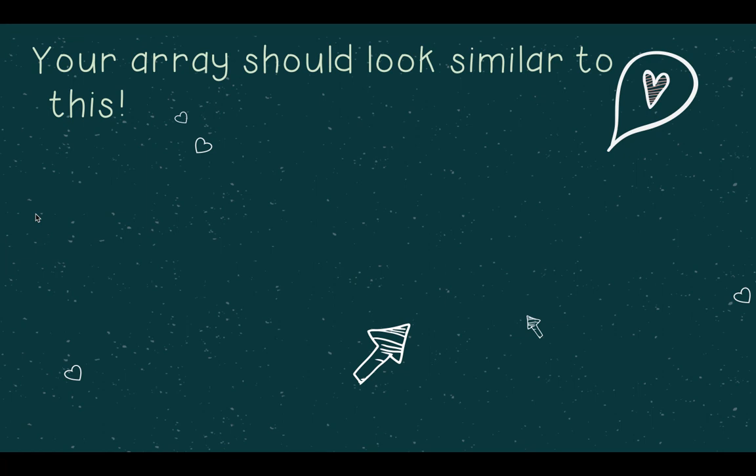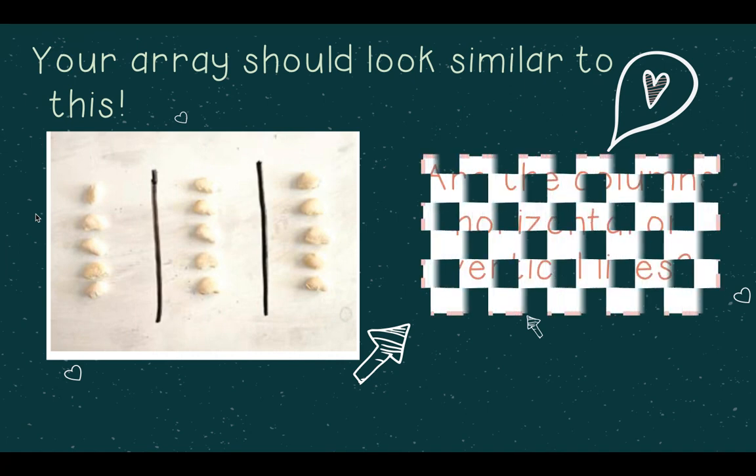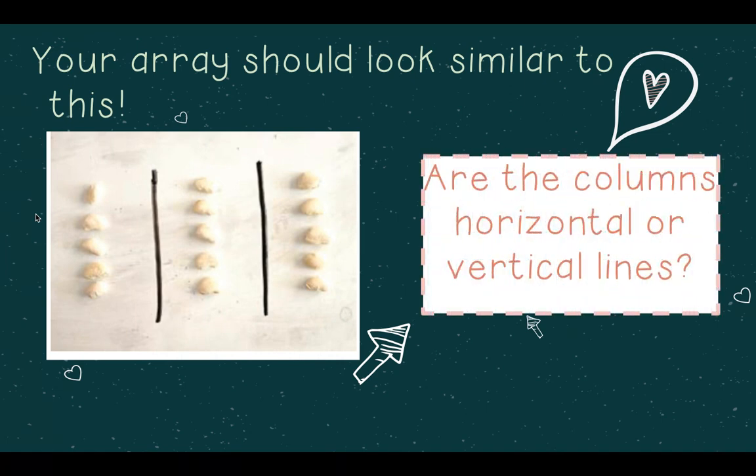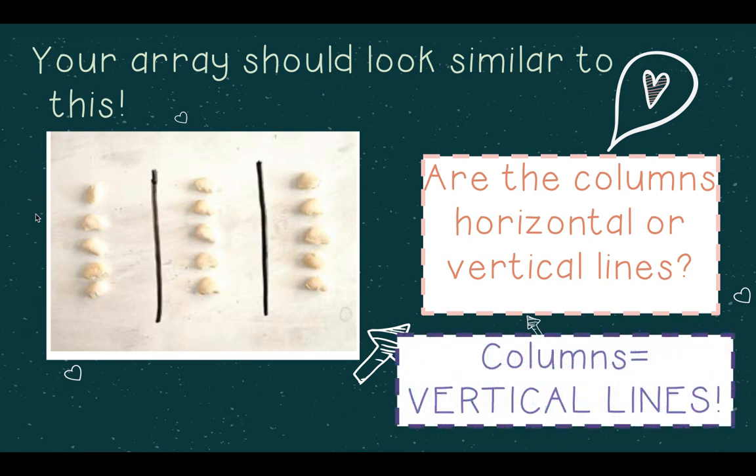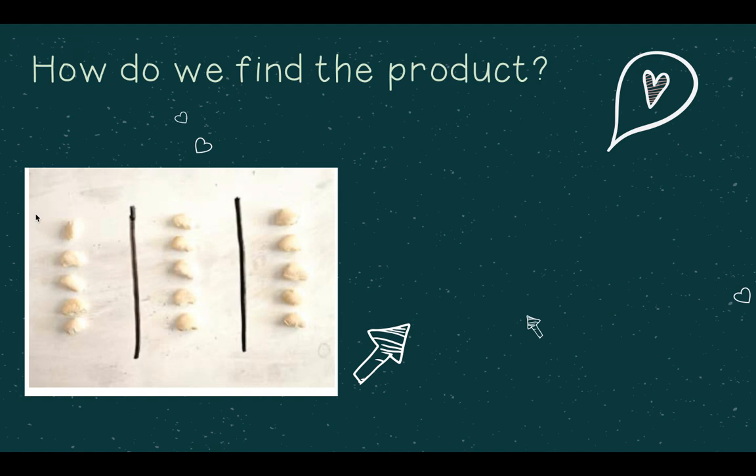Okay, so your array should look similar to this. And are the columns horizontal or vertical lines? They are vertical lines because they go up and down. So I asked you to draw 3 groups of 5, and each group is a column. So as you can see, we have 3 columns, and each column has 5 little beans. So how do we find the product? Remember what that word product means? It means the total amount in your array, or the total amount in a multiplication problem.